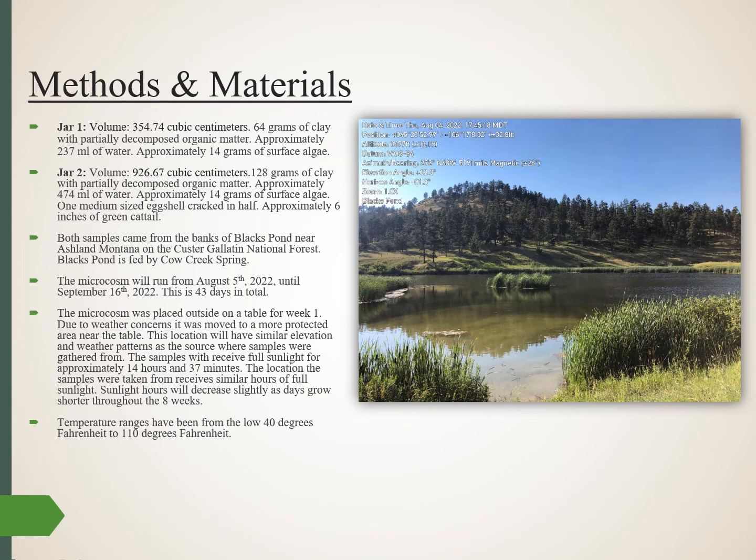The samples would receive approximately 14.5 hours of sunlight. This would decrease as the days get shorter, approximately to 13.5 hours as we progress through the project. The temperatures here have been in the low 40s to all the way up to 110 degrees Fahrenheit. We see pretty big swings in weather here in southeastern Montana. The photo here is the exact location that I collected the samples from in that little gap between the cattails that you see there.